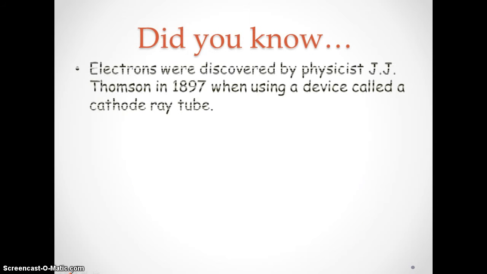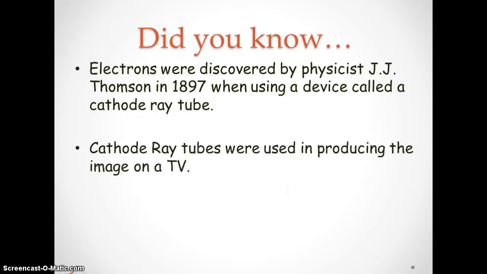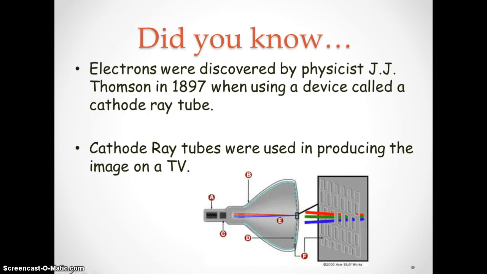Did you know electrons were discovered by physicist J.J. Thomson in 1897 when using a device called the cathode ray tube? And eventually those cathode ray tubes were used in producing the images on the TV.